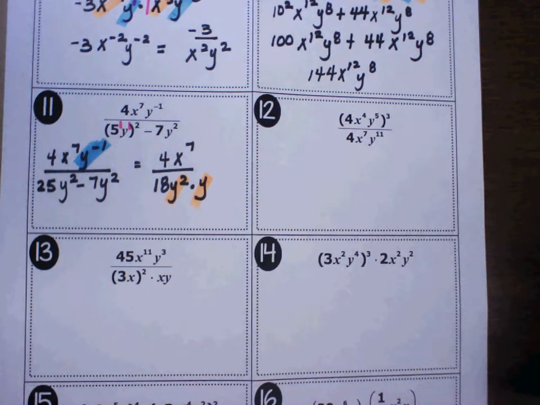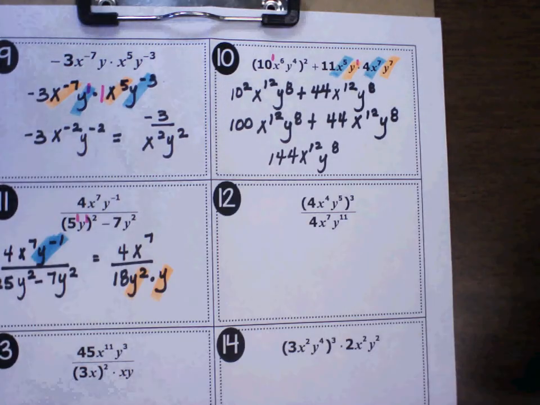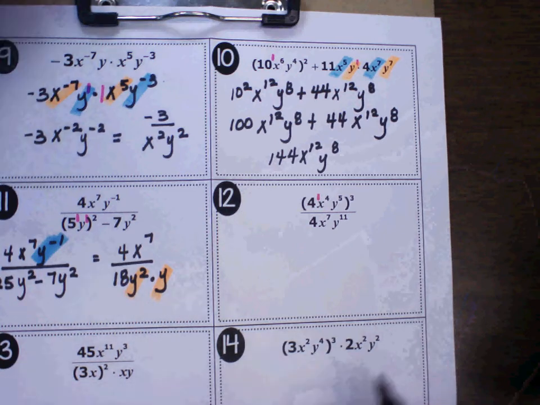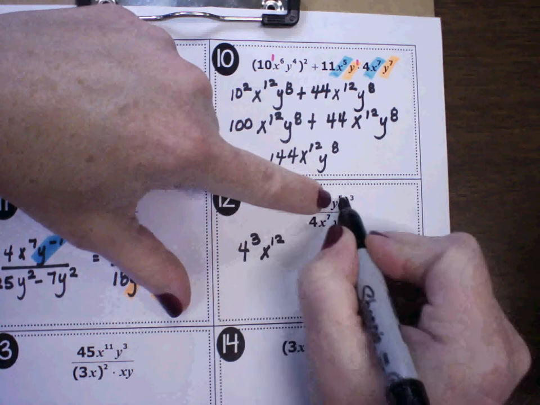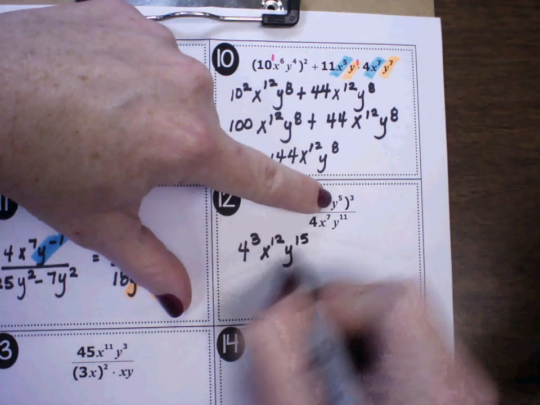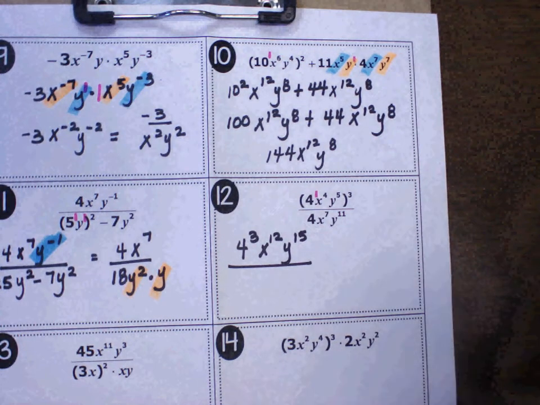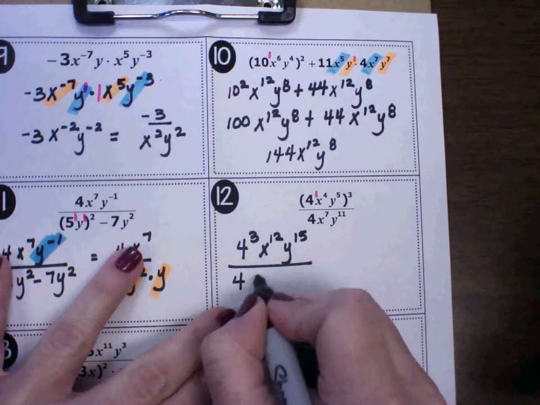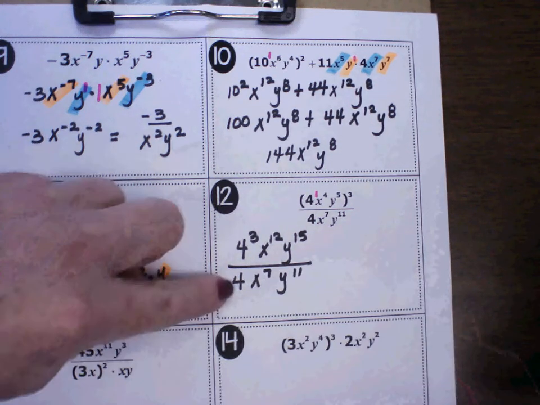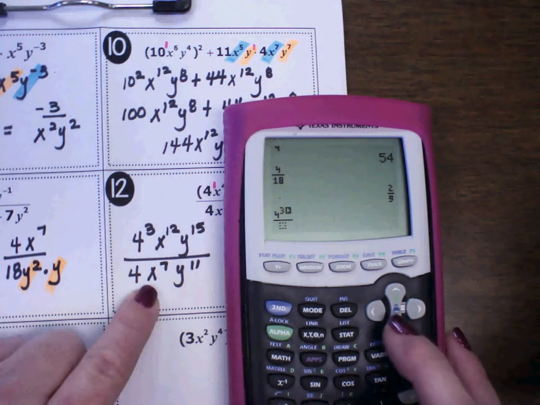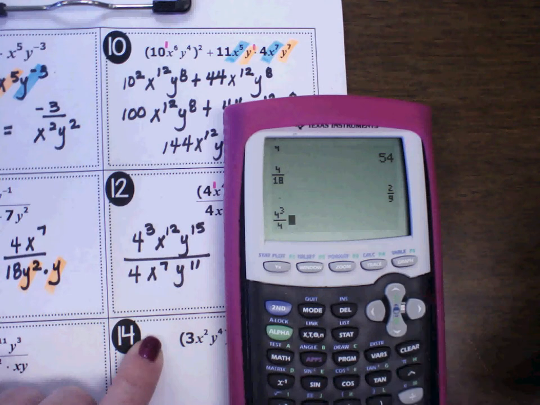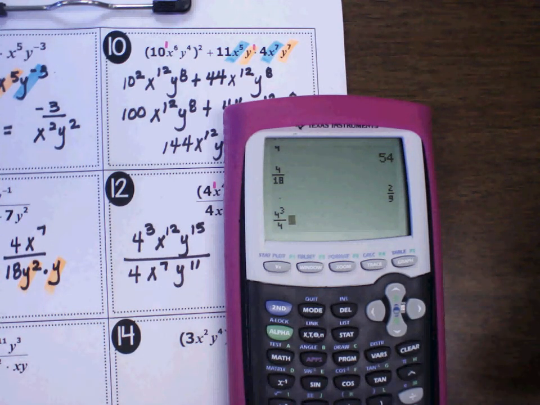All right, 12. Distribute, right? There's a 1 here. 4 to the third. 4 times 3, 12. 5 times 3, 15. Yes? 4, x^7, y^11. I'm going to do the numbers on the calculator. With me? That's 16. Yes?